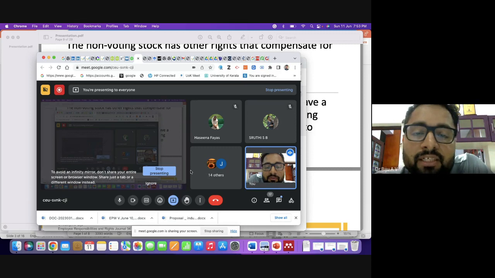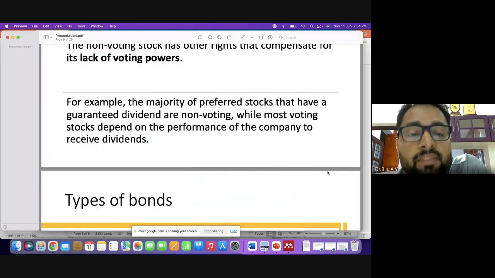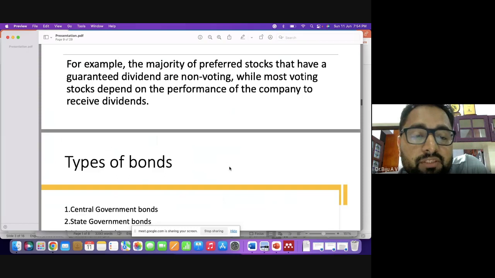So preference to get the dividend as well as preference to get the repayment of capital at the time of winding up of the company, right? So these are the two preferences, but they don't have voting right. To compensate for the voting right, we are giving these preferences.